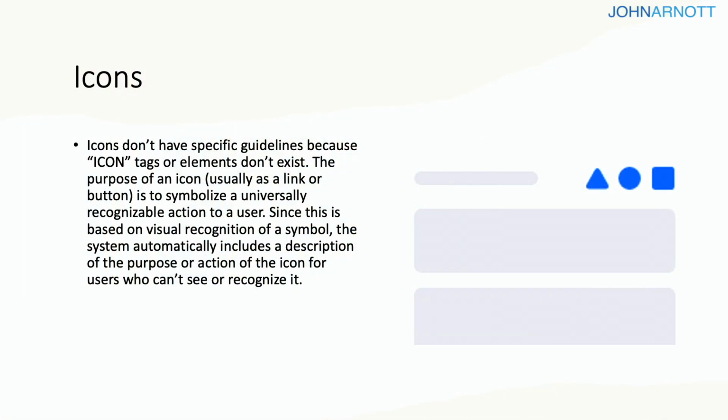The system uses contextual understanding to identify the purpose of icons and tags accordingly. However, icons don't have specific guidelines because icon tags or elements don't exist. The purpose of an icon, usually as a link or a button, is to symbolize a universally recognizable action to a user. Since this is based on visual recognition of a symbol, the system automatically includes a description of the purpose or action of the icon for users who can't see or recognize it.